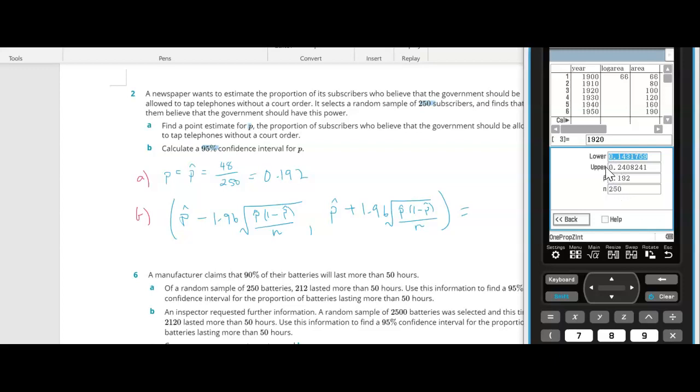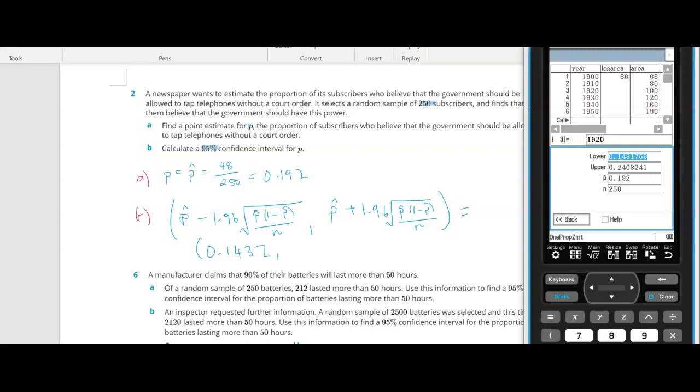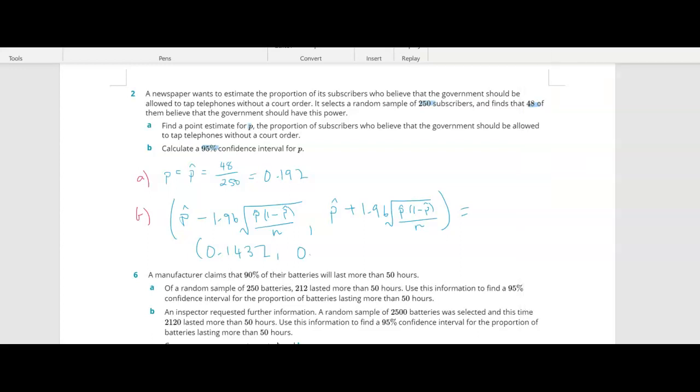So what have we got? 1432. What? I feel like there was a 7 in there somewhere. What did I do? Oh, okay. And 2408. Okay, so there's your confidence interval. All right, 0.1432 to 0.2408.